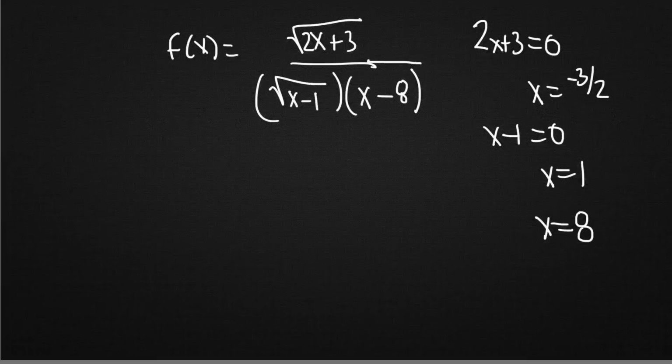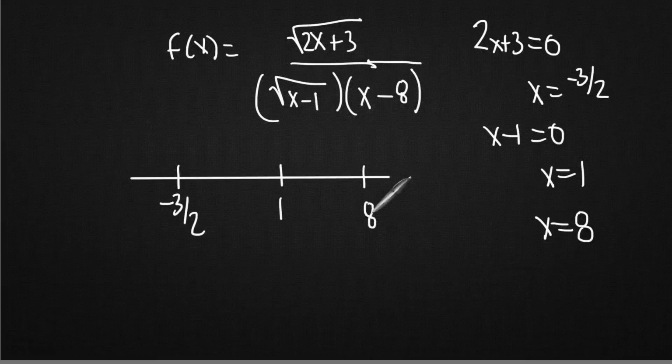And so now we're going to make a number line. And on this number line, we are going to put these three numbers. So we've got negative 3 halves, and then 1, and then 8. And all we do now is just check a number in each region and see if we can use it. So let's pick a number bigger than 8, let's say 10. Plug in 10. It's not important that you get the value, just you have to ask yourself, can I use 10? Well, 23, square root of 23 is positive, so yes, I can do that. 10 minus 1 is 9, square root of 9 is 3, 10 minus 8 is 2, yep, positive, check.